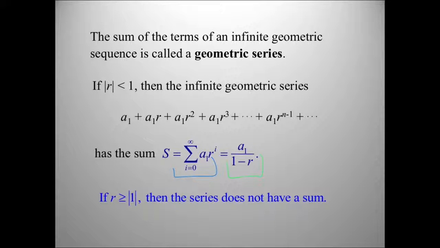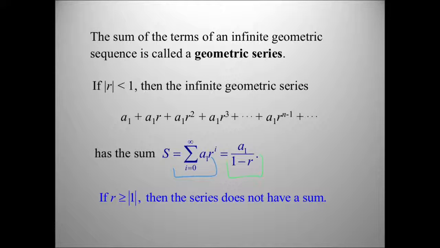We know it's infinite because if you look at our sigma notation, we have an infinity sign at the very top. So again, what that means is our terms just keep going and going and they never stop. If our r value, the common ratio, has an absolute value that is less than 1, then we have an actual sum. If our r value, our common ratio, has an absolute value that is 1 or bigger, then we do not have a sum.